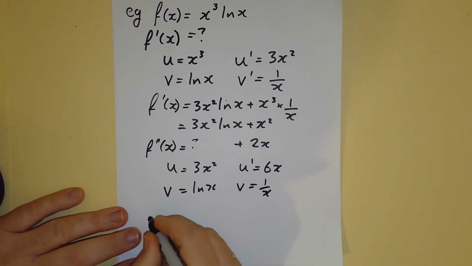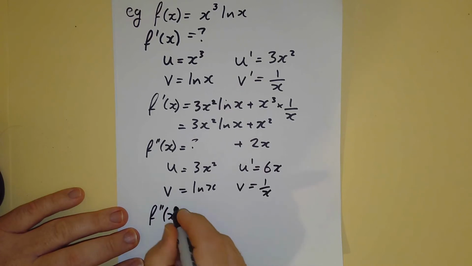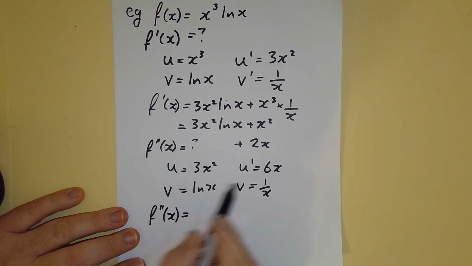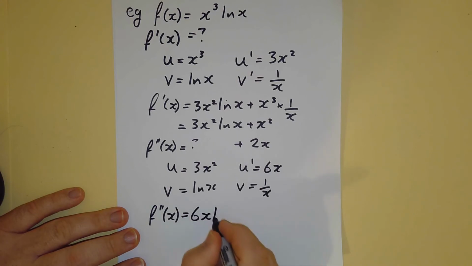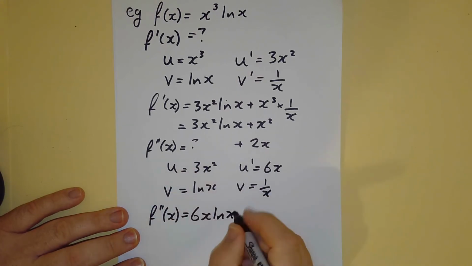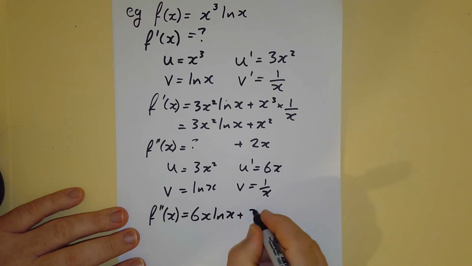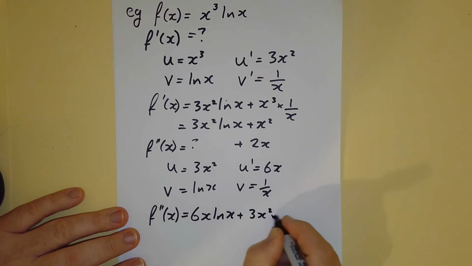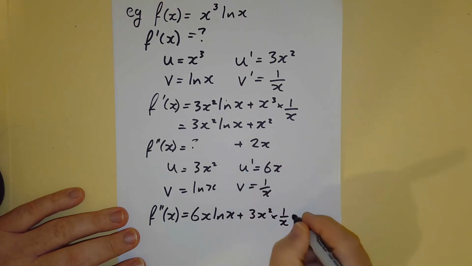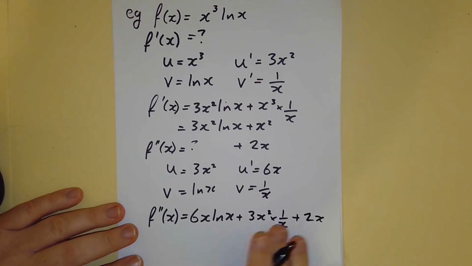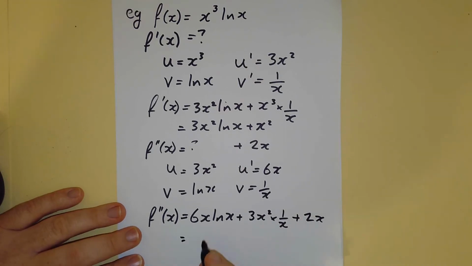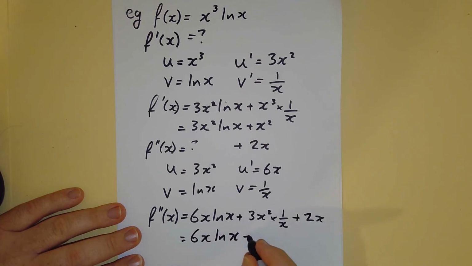Just put that up a little bit. So my f double dash of x, my second derivative, is going to be u dash v, so 6x ln x, plus u v dash, and then don't forget the extra bit we had from before. Now cleaning this up, that becomes 3x, but we're actually going to have a 2x here as well, so I'll combine them together.